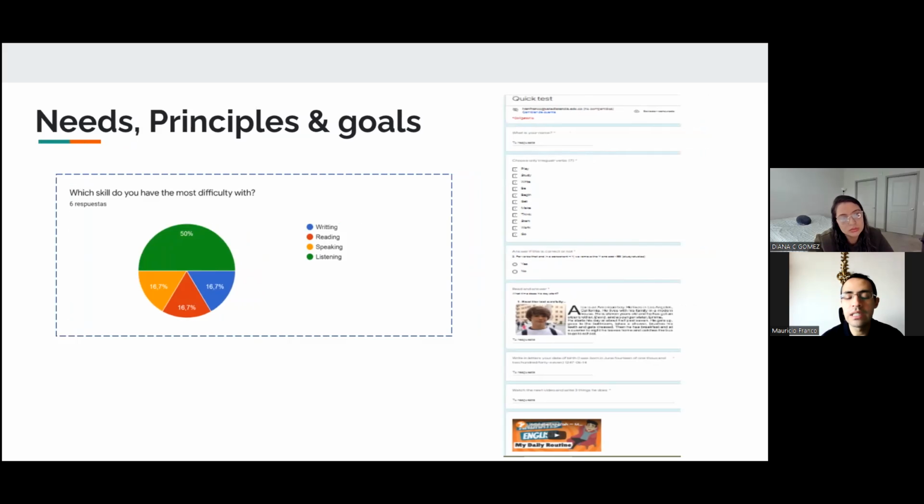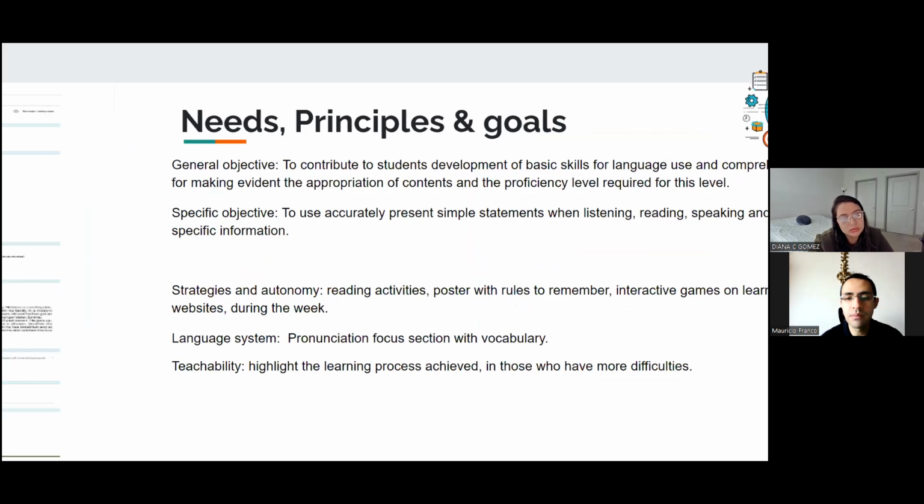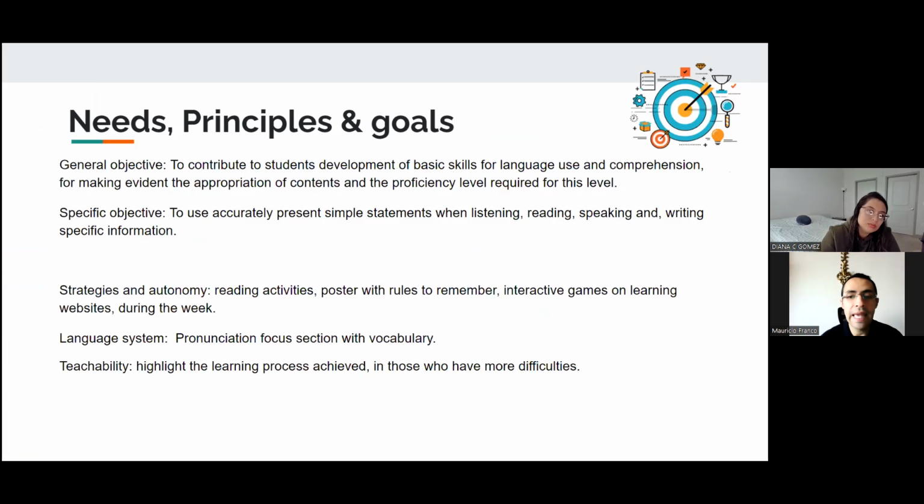Okay, so let's continue with the principles and the goals that we have developed. So the general objective is to contribute to the students' development of basic skills for language use and comprehension, for making evident the appropriation of contents and the proficiency level required for this level, which, as we know, is beginners.